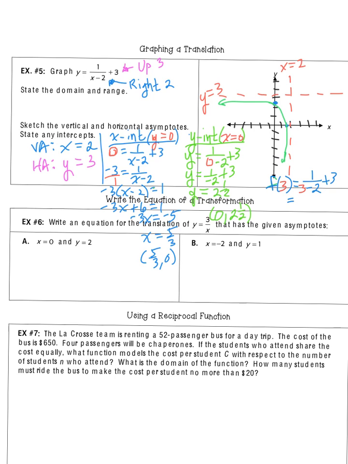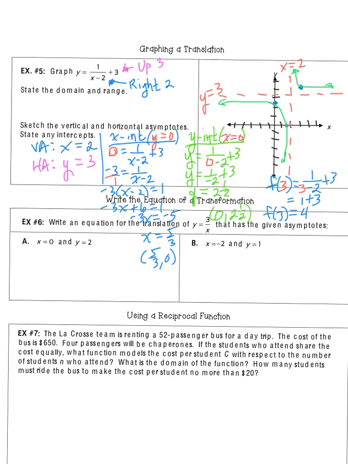So I get 3 minus 2 is 1. 1 divided by 1 is 1, plus 3. So f of 3 is equal to 4. So when x is 3, y is 4. So right here. So that gives me an idea of how close to get to that intersection. And so there we are. There's our graph. So let's make sure we answered all questions.